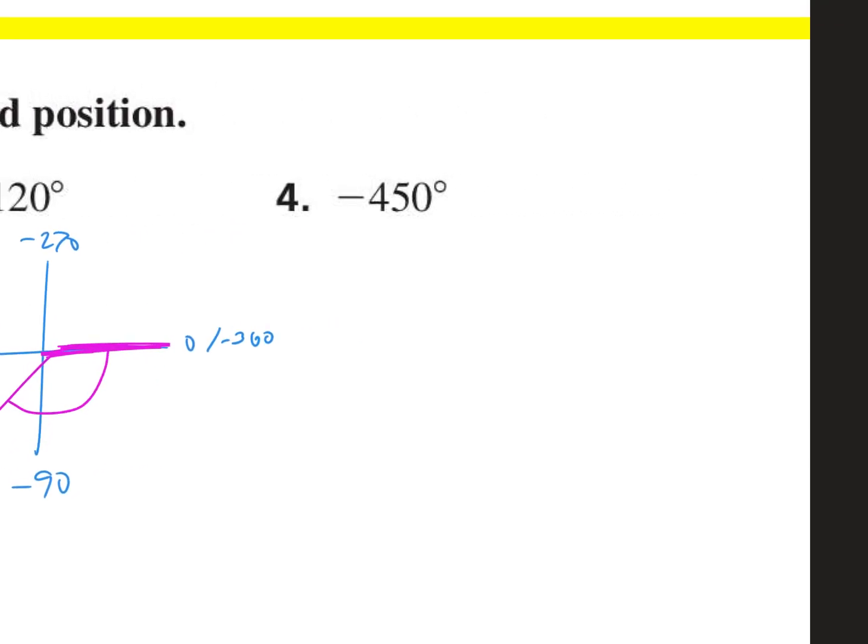What do I know I'm going to have to do in 4? I'm going to have to go one whole circle, right? I'm going to have to go one entire circle. I have negative 450. I'm going to add a circle to it. I'm really subtracting, right? What's the difference between 360 and 450? 90, okay. That's called a quadrantal angle.